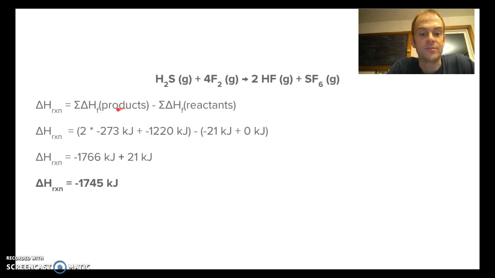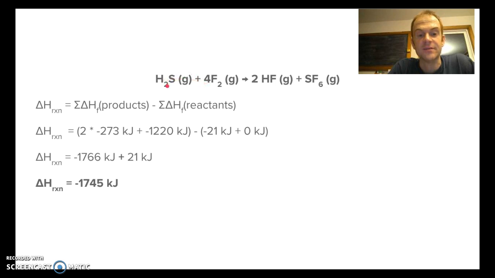The amount of energy involved with making 1 mole of hydrogen fluoride was negative 273 kilojoules. But I actually have 2 moles, so I'm going to multiply this number by 2. And then the amount of energy involved with making sulfur hexafluoride is negative 1,220 kilojoules. So I'm going to add those up to get negative 1,766. And then I'm going to subtract whatever I get when I add up the values for my reactants.